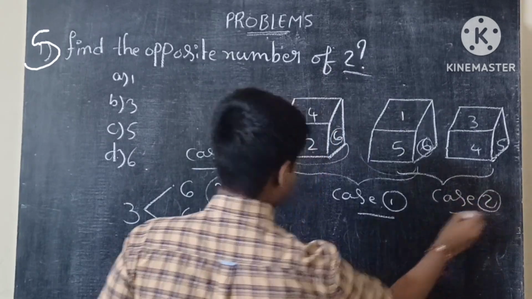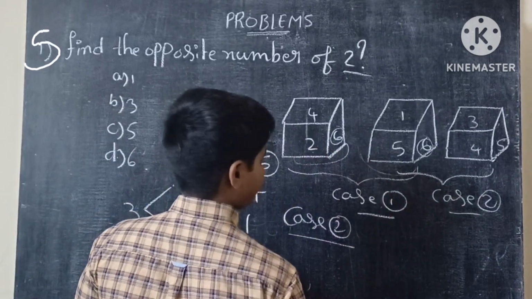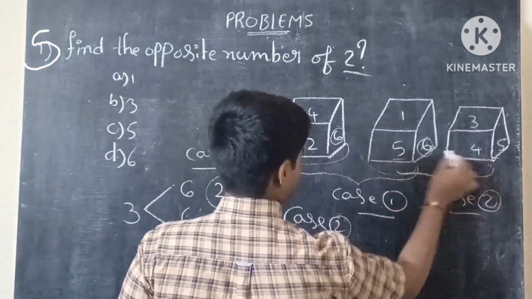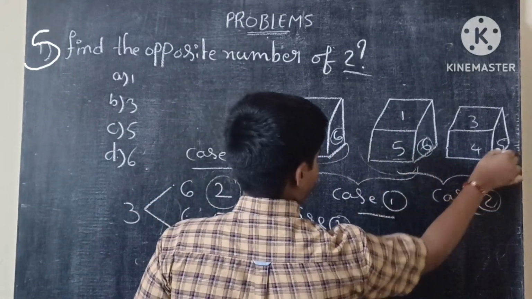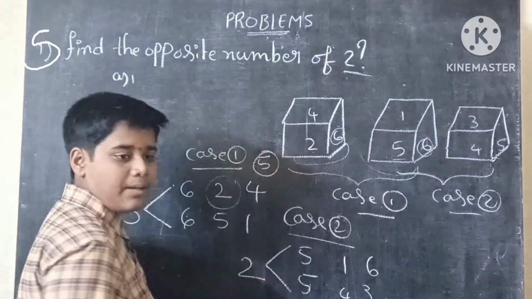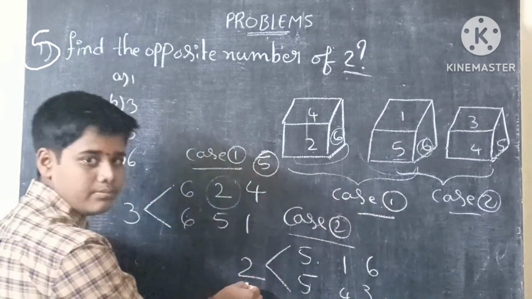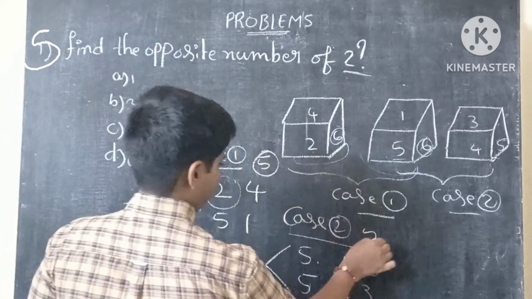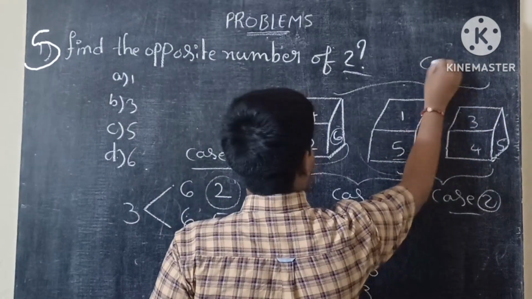The second case is the last 2 dice, case 2. In case 2 the common number is 5, so 5, 5. Clockwise numbers 5, 1, 6 and 5, 4, 3. The remaining number is 2. And if you see, the opposite number of 5 is 2. So like this we have to take, the opposite number of 5 is 2. Take 5 here also. And case 3 is the first and third dice. Case 3.